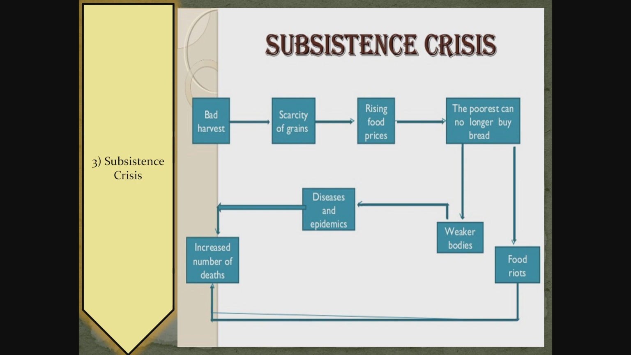So in this way, clergy and nobility were enjoying their privileges, enjoying all kinds of luxuries and facilities. On the other hand, common people were dying because of hunger. So this was the third bone of contention.